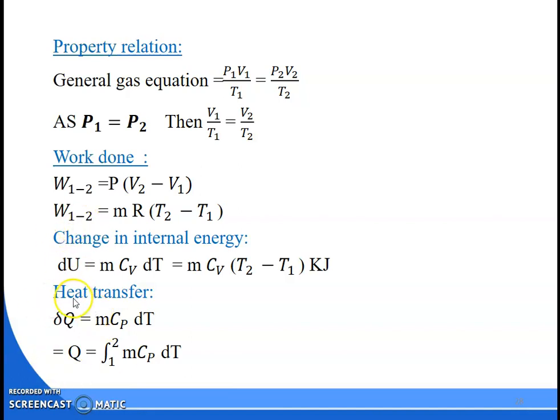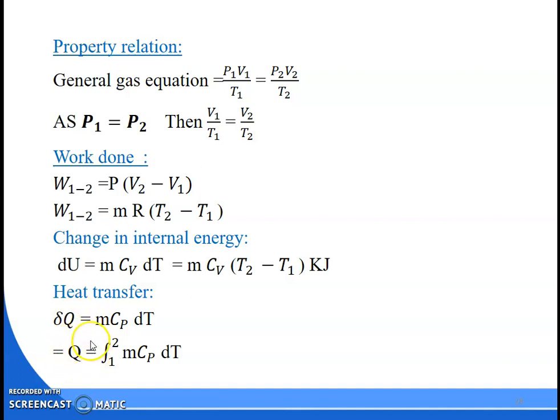So what was discussed? That will be heat transfer for constant pressure process. The del Q is equal to what? Del Q is equal to mc dt. For constant pressure process we are calculating heat transfer, so we can take m Cp dt. What is Cp? Specific heat at constant pressure.